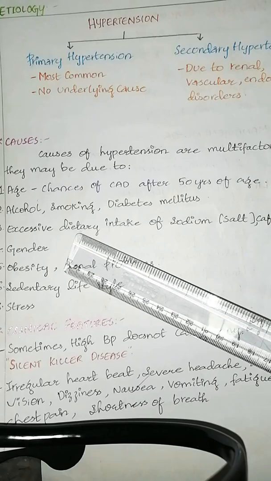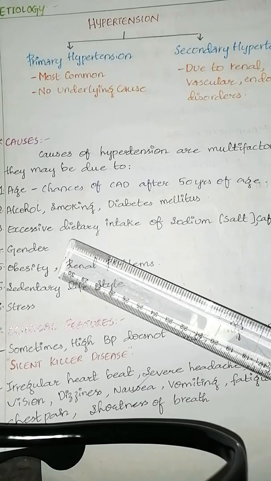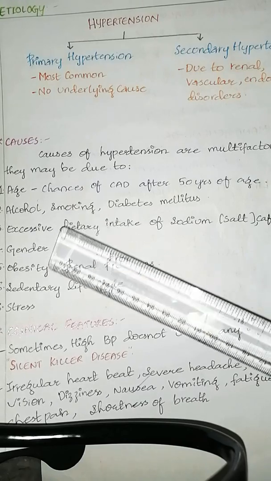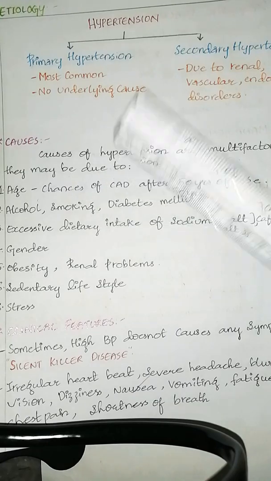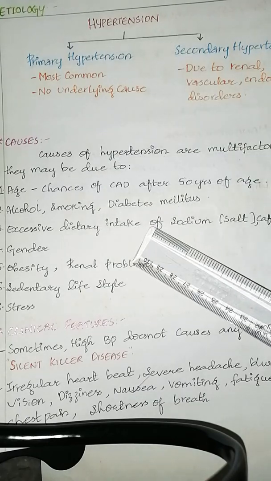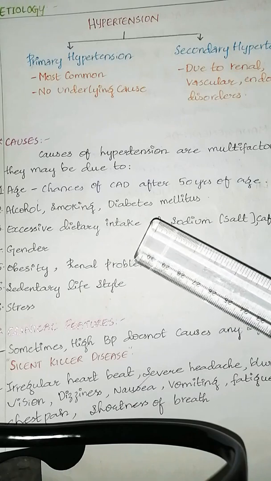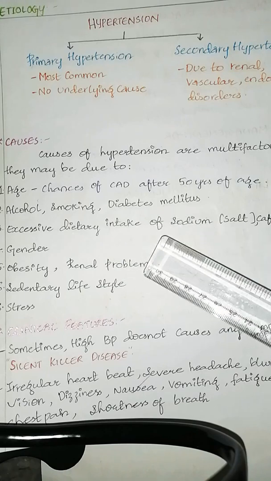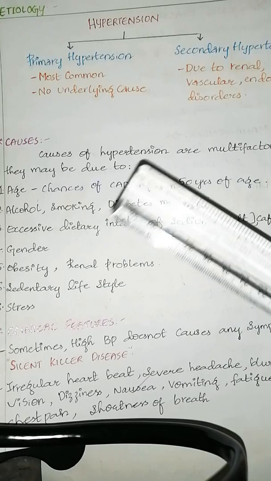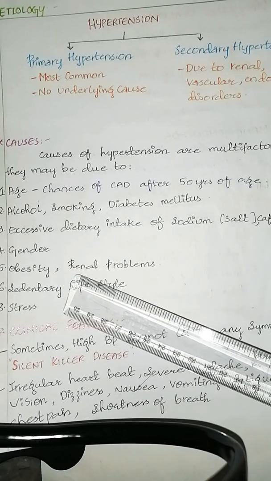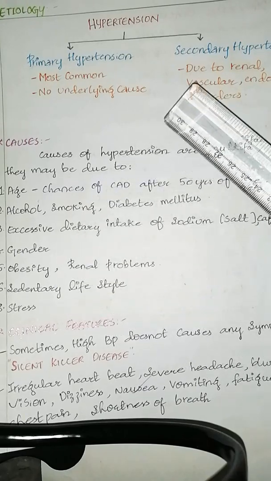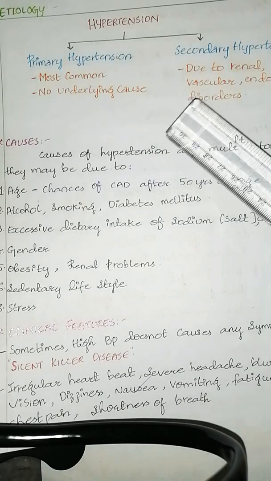Next is abdominal obesity, which is a cause of hypertension. Renal problems, that is kidney problems. Sedentary lifestyle, that is with no physical activity or exercise. Stress is also a cause of hypertension and many other diseases.